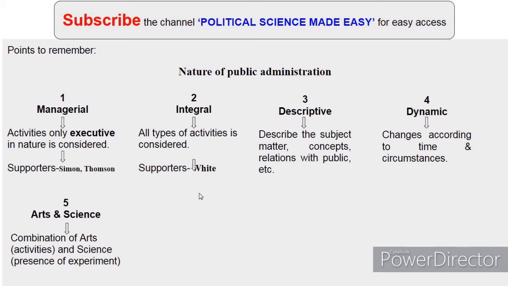If we combine all these things, then the main points of our discussion will be: number one, managerial activities, only activities in nature, with supporters Simon and Thompson. Number two, integral, all types of activities, with supporter White. Descriptive: describes the subject matter, concepts, relations with the public, etc. Dynamic: changes according to time and circumstances. Art and science: a combination of art, activities, and science, with the presence of experiment. So in these five major points we can bring all this discussion.